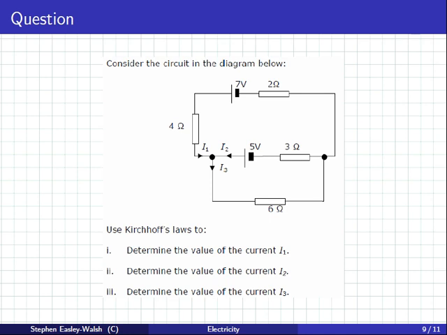Gina, you give me one more. 7 minus 4I1, minus 5, plus 3I2, minus 2I1, equals 2. Perfect. Okay, let me write those three down.